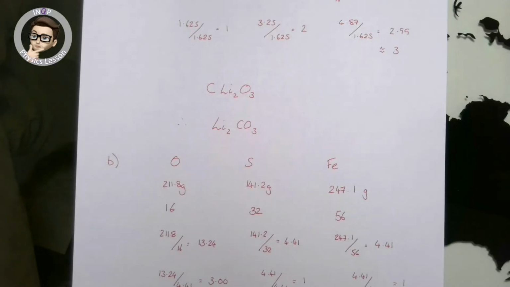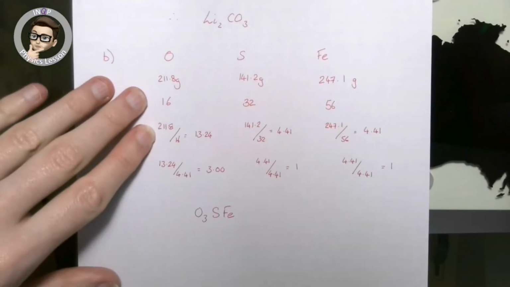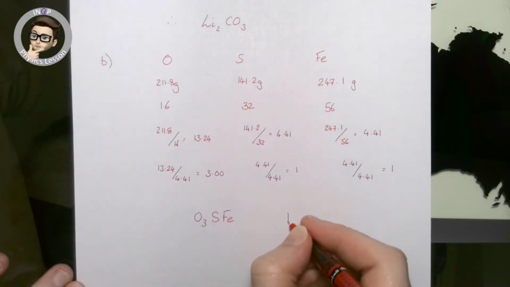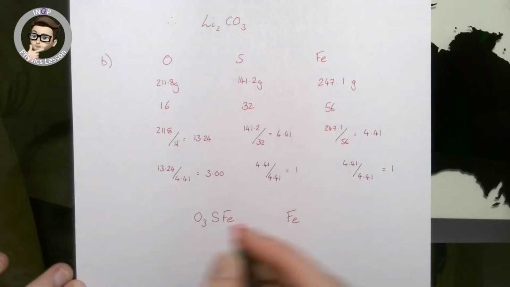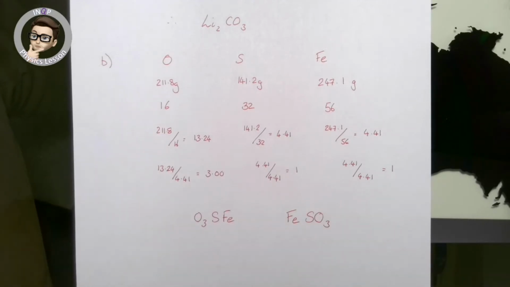So we know we are O3SFe. Doesn't look quite right, does it? O3SFe doesn't look quite so right, so we'll change it round. Always put the metal first. FeSO3, iron sulfate.